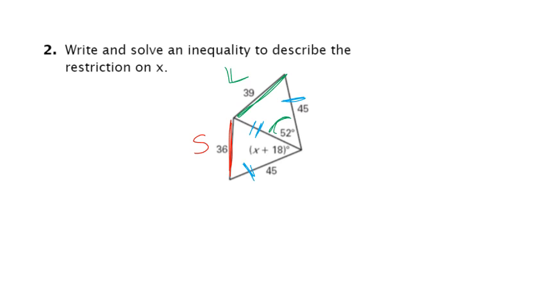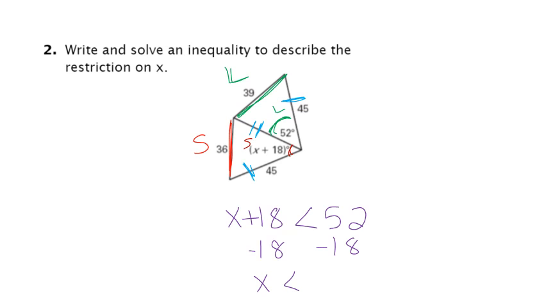So that means 52 is going to be larger than x plus 18. If we write that, x plus 18 is going to be less than 52. Now if we solve that out, I'm going to subtract 18, and we're going to get 34. So that means the value for x has to be less than 34.